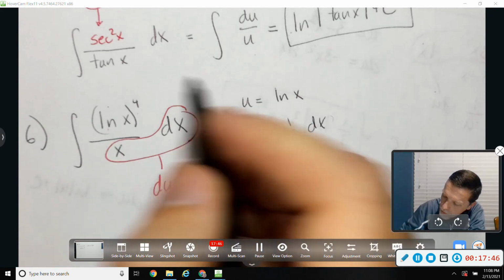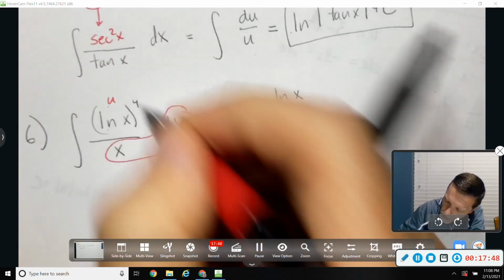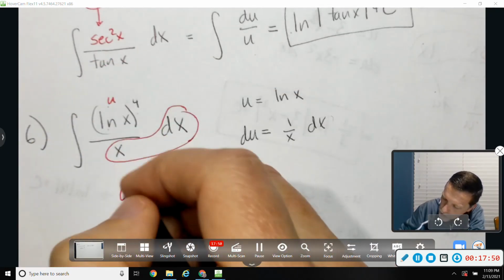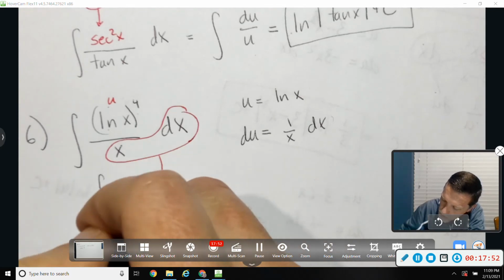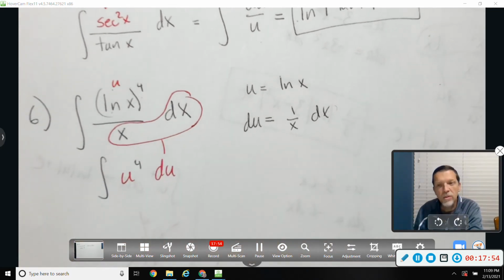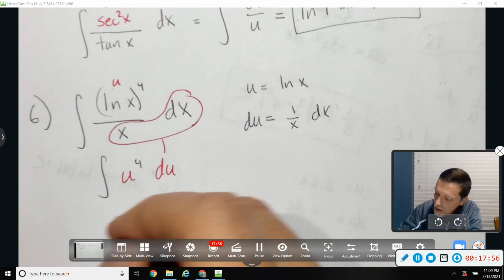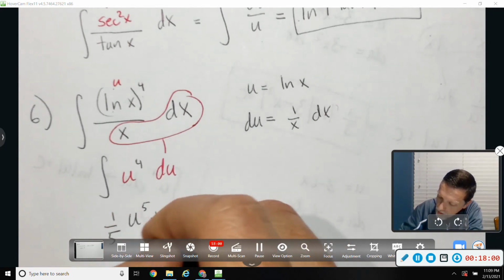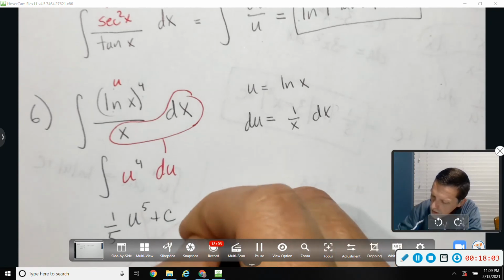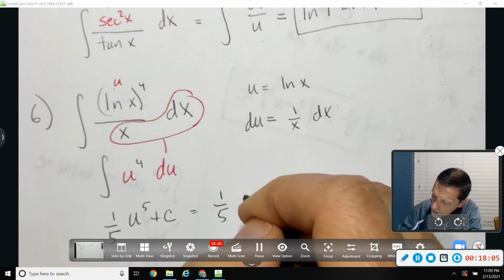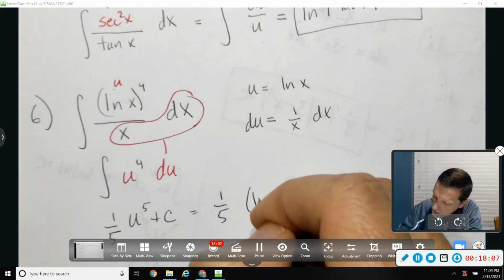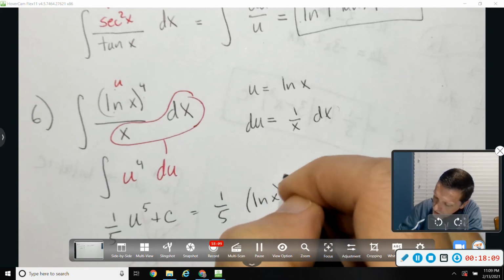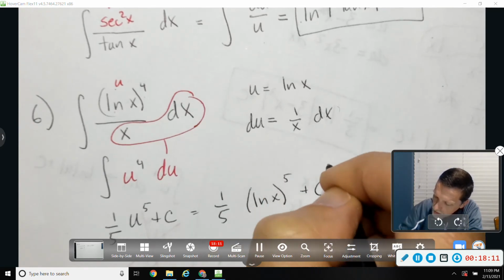Natural log of x was u, so this is u to the 4th du. Well, that's supposed to be an easy one. That's a power rule. Increase the power by 1, divide by the new power, plus c. So 1/5 natural log of x to the 5th plus c.